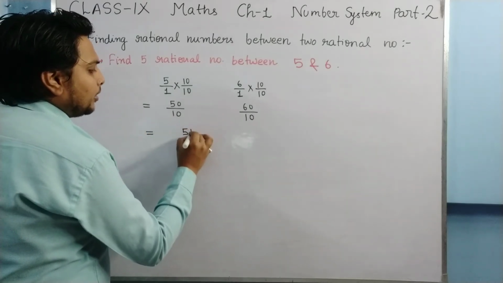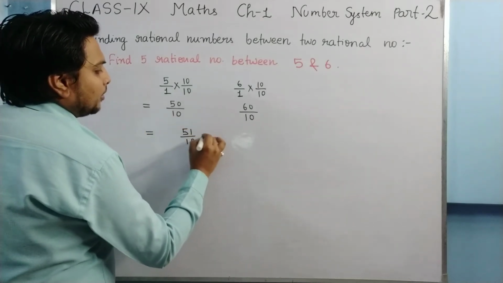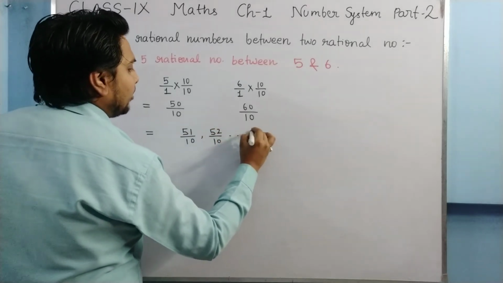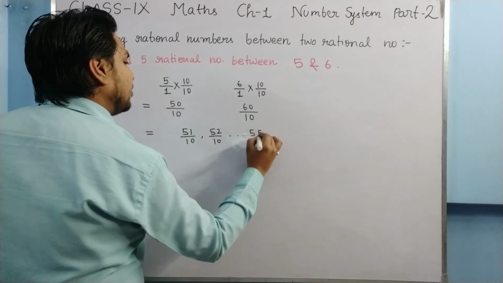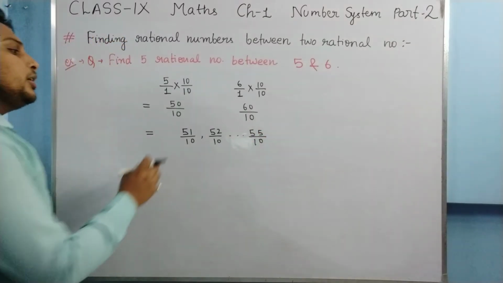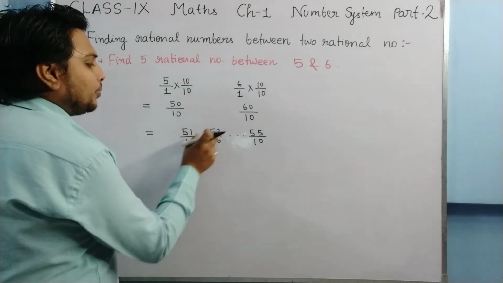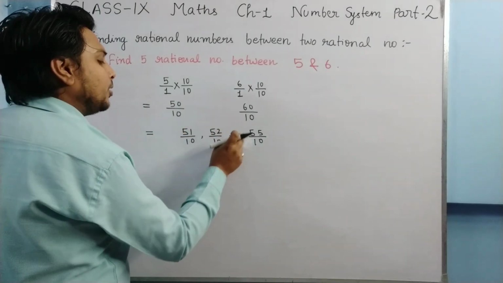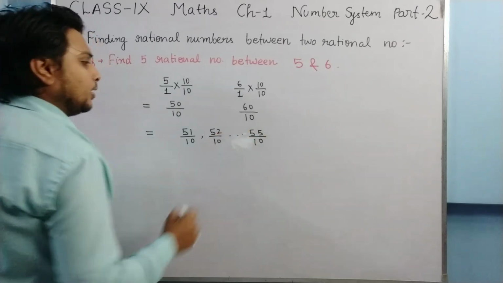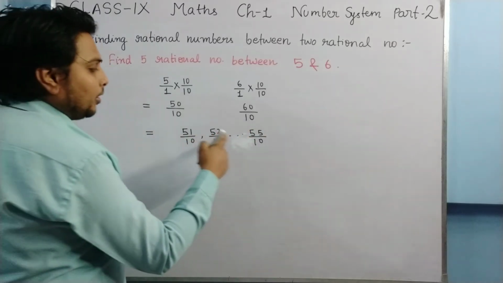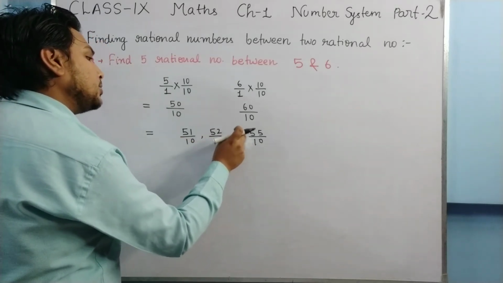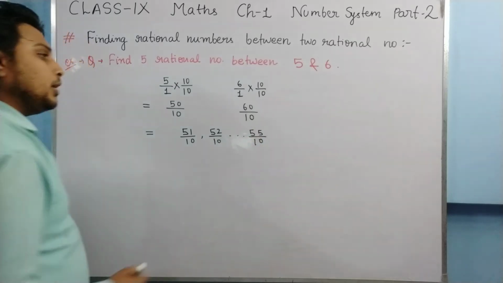The numbers are 51 upon 10, 52 upon 10, and so on till where? 55 upon 10. We have to find only 5 numbers, na? So we will write like this, that 51 upon 10, 52 upon 10, 53 upon 10, 54 upon 10, and the last number will be what? 55 upon 10. Okay, why I have represented in this form, that 51 upon 10, 52 upon 10 and so on till 55 upon 10?